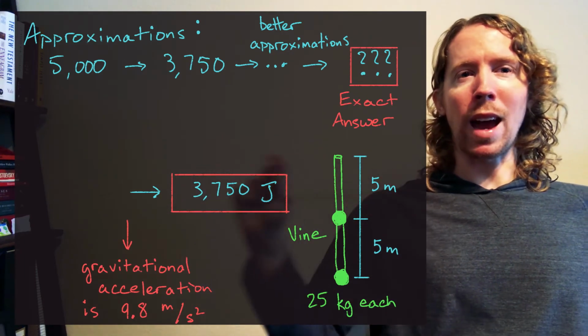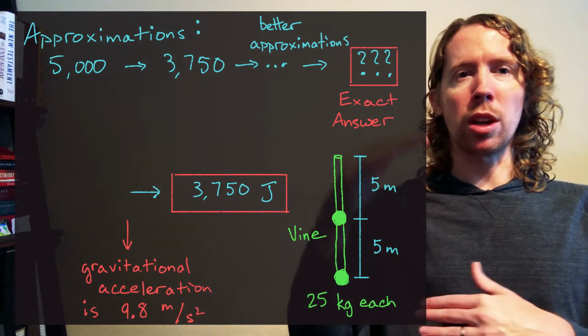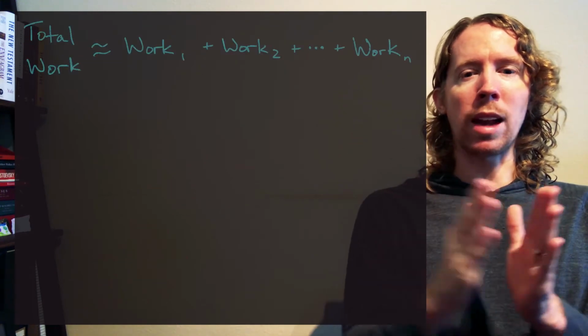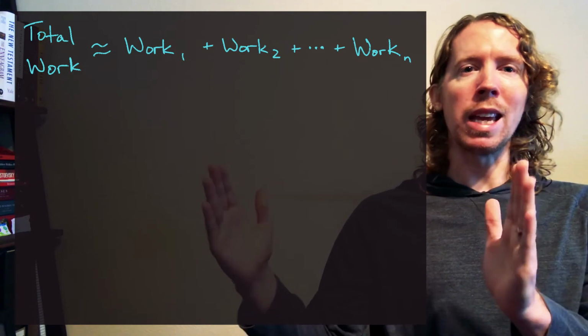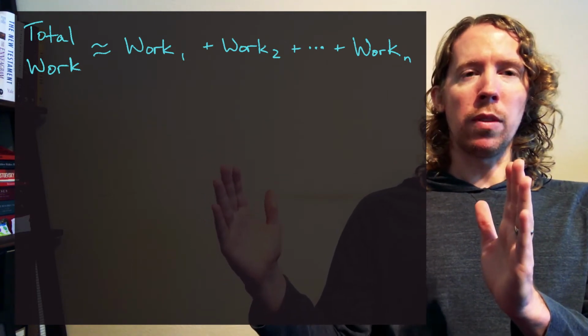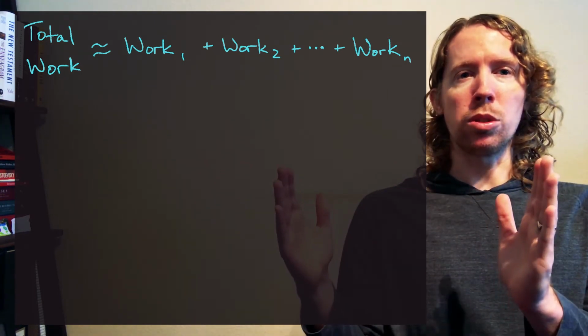The way to get the actual work is to first set up a general situation where you're adding up the work done on a certain number of pieces, let's say n pieces, and then you let that number of pieces go to infinity.